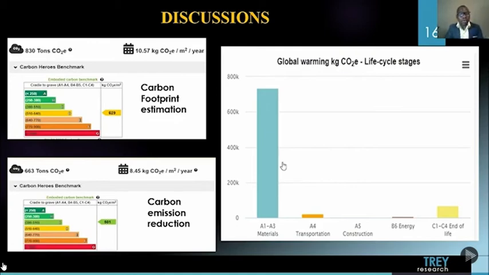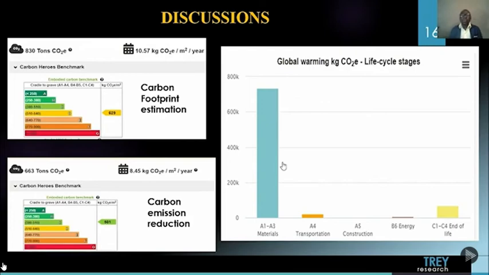So when I tried to do the reduction by changing some high content materials, reducing the transportation distance and making use of EPD, I got 501. So this BIM-LCA approach helps us to determine the embodied carbon in construction.